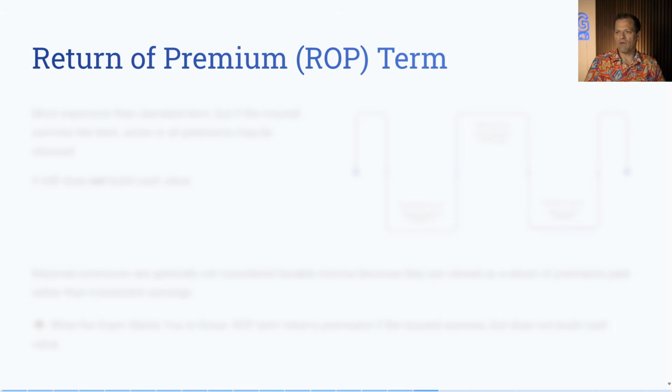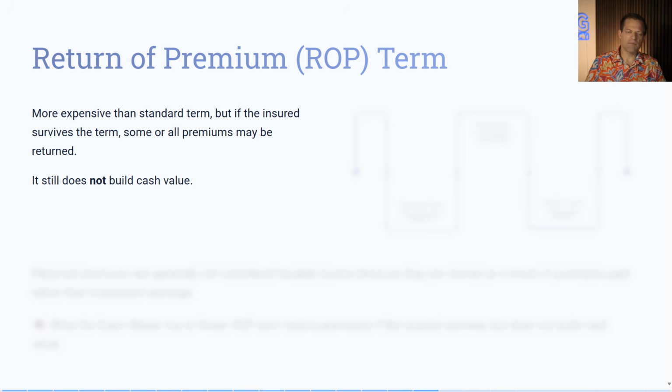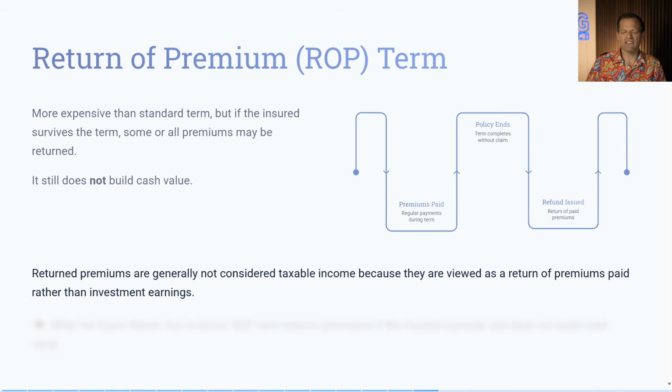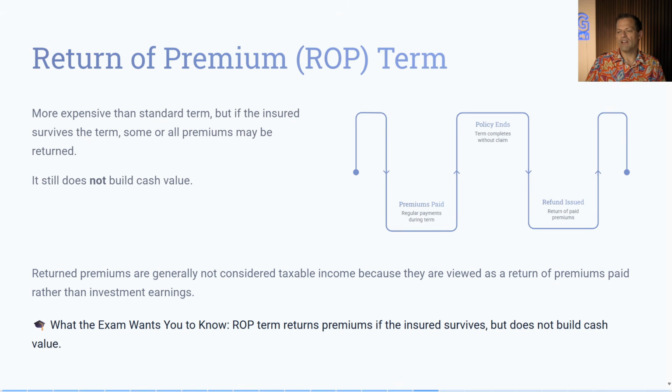All right. What about return of premium term? So this is more expensive than standard term, but if the insured survives the term, some or all of the premiums may be returned. It still does not build cash value. Okay. So the idea here is that premiums are paid, regular payments during the term, right? The policy ends and the term completes without a claim. And then, based on how the policy is designed, the premiums are then refunded back to you, the client. They're generally not considered taxable income because they're viewed as a return of premiums paid rather than investment savings. So understand that ROP term returns premiums if the insured survives, but it's not a cash value type of plan.